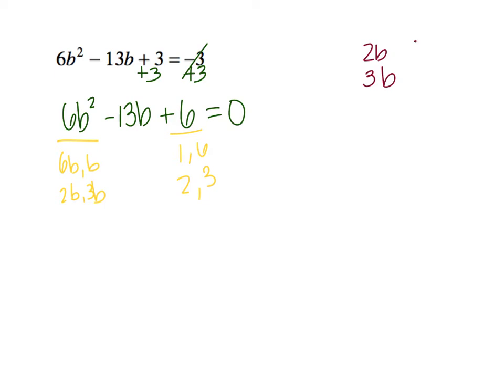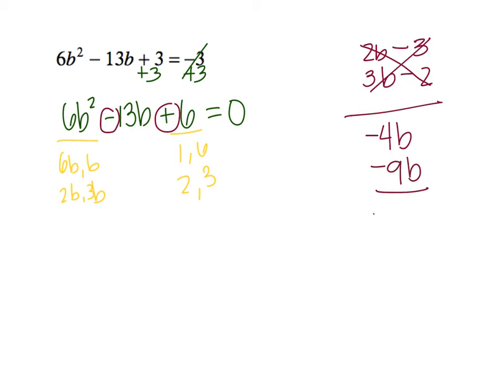We're looking for a sum, right? They're both going to be negative, so I'm going to make them both negative. Minus, let's just try 3 and 2. Cross multiplying, 2b times negative 2 is going to be negative 4b, 3b times negative 3 becomes negative 9b. Adding them, I have negative 13b. Since this is the same as my middle term, this is my correct factorization.